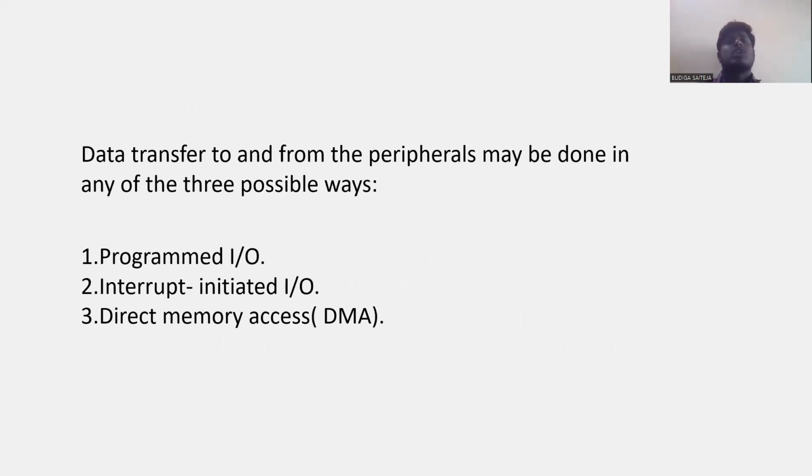Data transfer to and from the peripherals may be done in any of three possible ways. We can see three different categories of transferring the data from peripheral devices. The first one is programmed input and output, the second one is interrupt-initiated input and output, and the third one is direct memory access, called DMA.